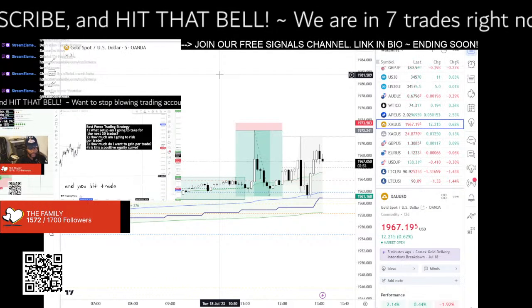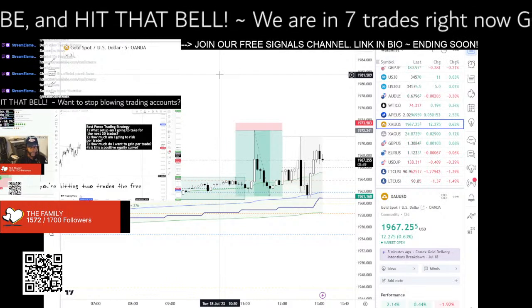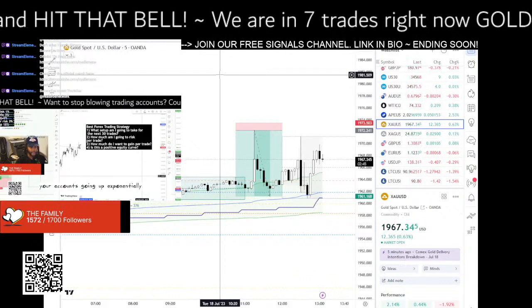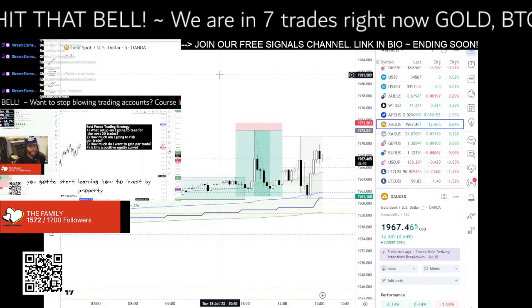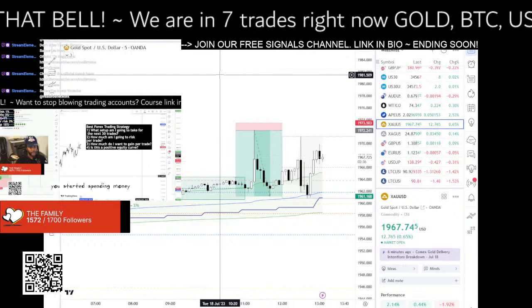and you keep hitting trades every day. Every day you're hitting 10 trades, you're hitting these 2 trades that are free. Because you're hitting trades every day, your account's going up exponentially, and now you have stacks of money, you have so much money, you don't know what to do with it. You gotta start learning how to invest, buy property, real estate, whatever you guys want to do. You start spending money.